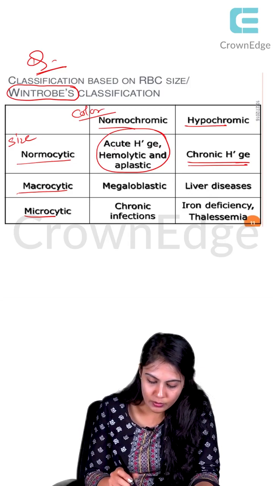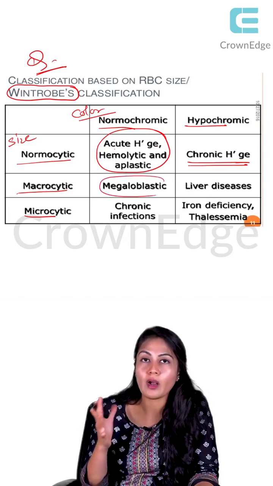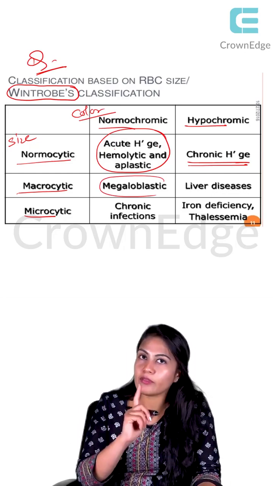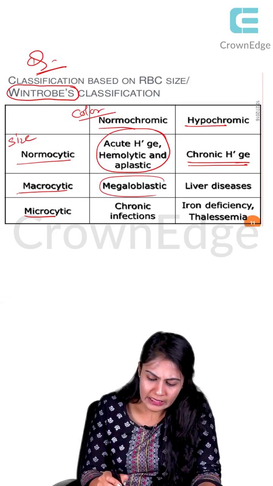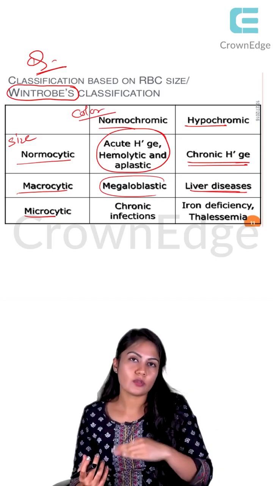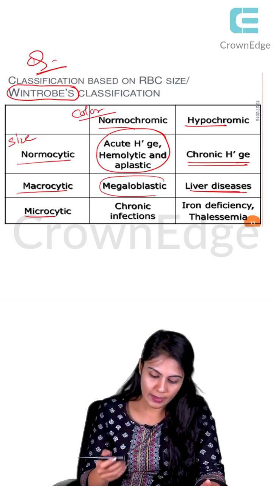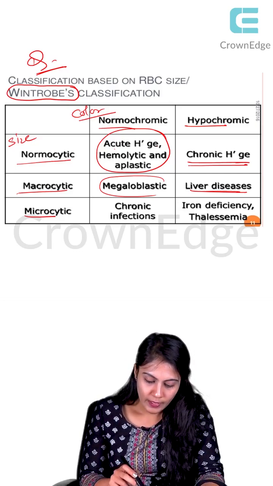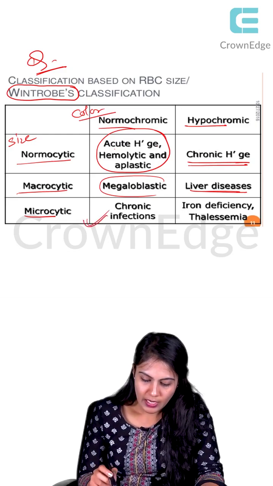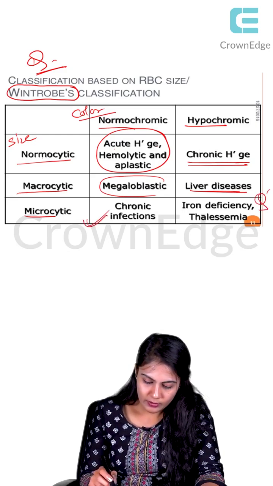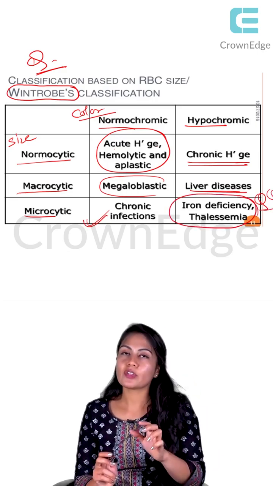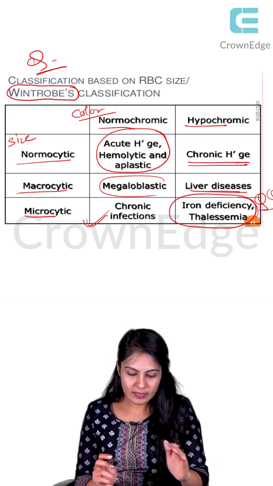In the macrocytic, we know megaloblastic, that means the size is increased, right? But the color will be normal. In liver disease, the cells will be big, but the color is also decreased. So that is hypochromic macrocytic. Microcytic normochromic is seen in chronic infection, and this is very important. The last column is very, very important. That is iron deficiency anemia and thalassemia.